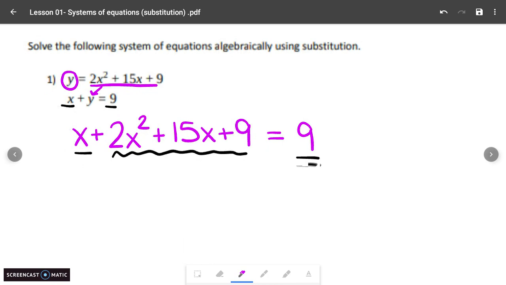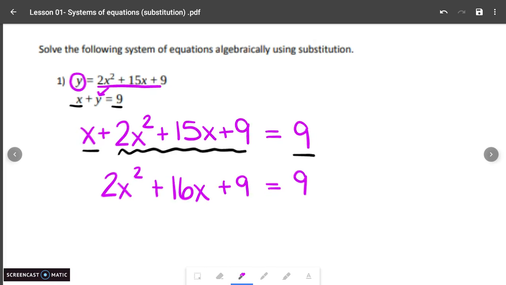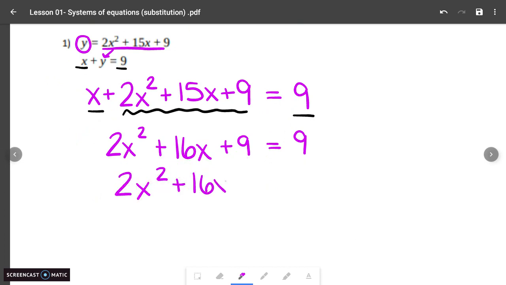So we see that we have 2x squared plus 16x plus 9 equal to 9. But remember, now that we're dealing with a quadratic with something raised to the second power, we don't like to leave that there. So I want to subtract the 9 from both sides. So if I subtract 9 from both sides, I'm left with equal to 0. That 9 is going to end up canceling out.